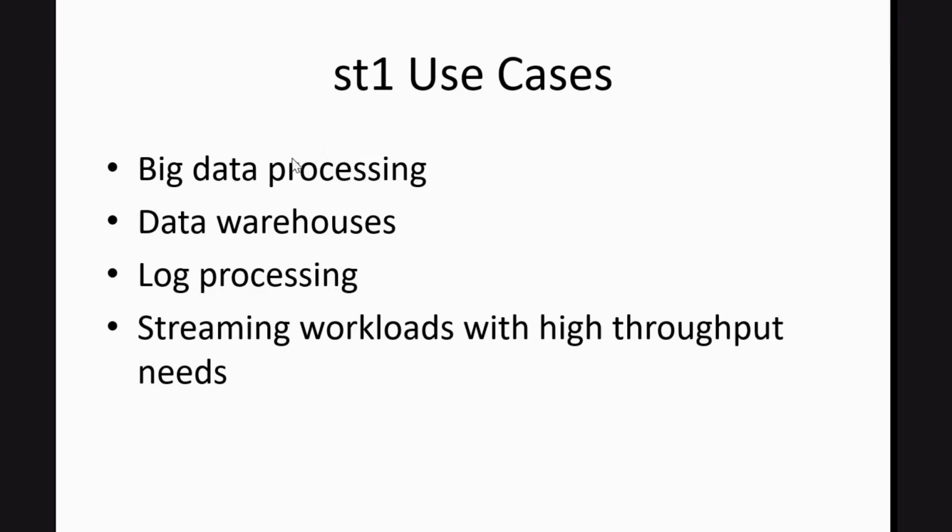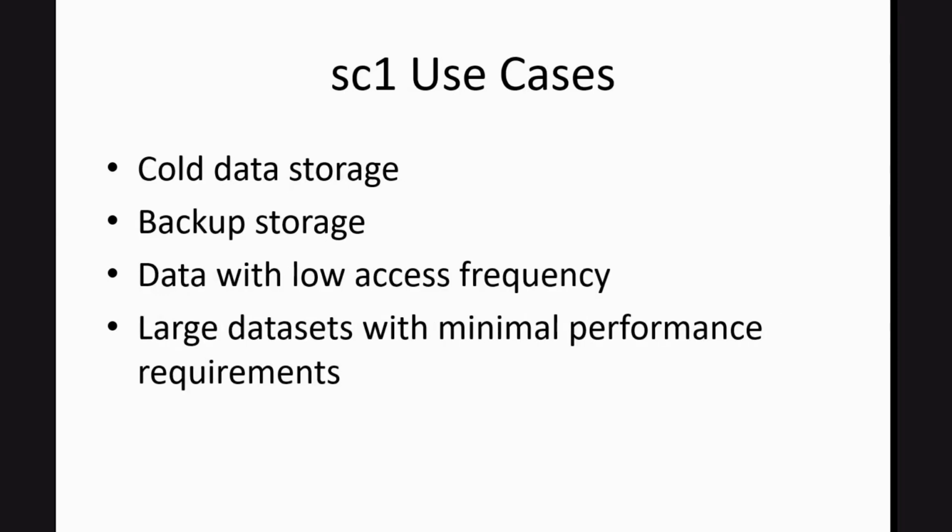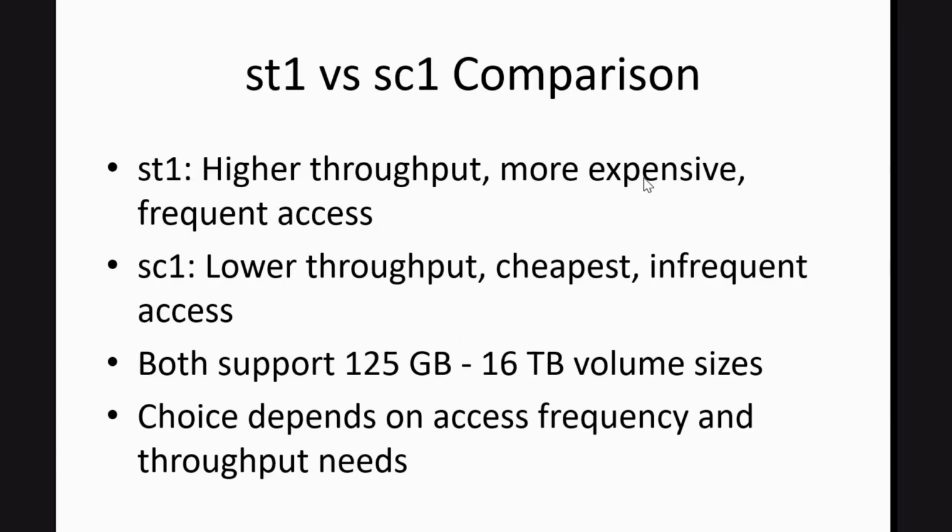ST1 use cases: big data processing, data warehouses. Warehouse is just like a godown. Log processing, streaming workloads with high throughput needs. SC1 use cases: cold data storage. Cold means not using the data, like freezing. Backup storage, data with low access frequency, large data sets with minimal performance requirements.